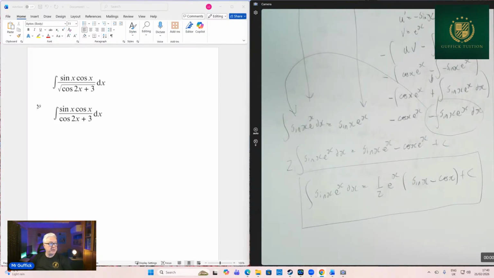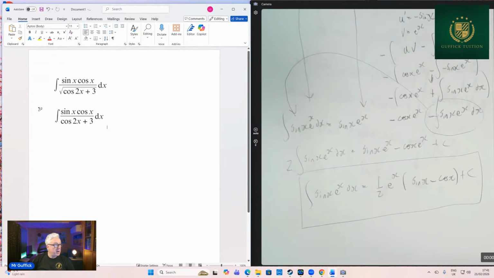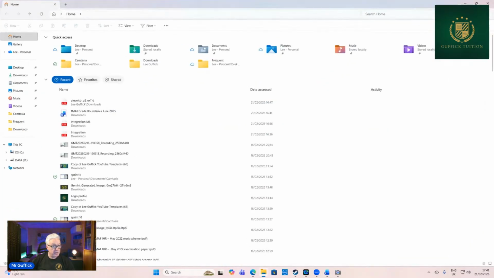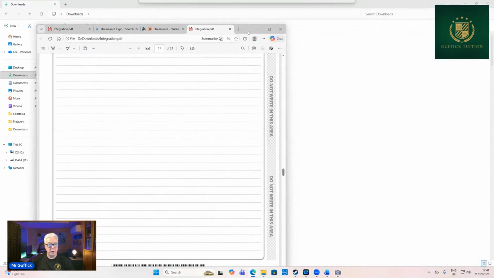Now, what I would like to do is have a look at just some general integration questions. Okay, so let me just have a look at that. I think I've downloaded it here. If I just quickly open it up. Okay, so go to downloads. Here we go. Yeah, integration. So let's just look at some general integration questions here.